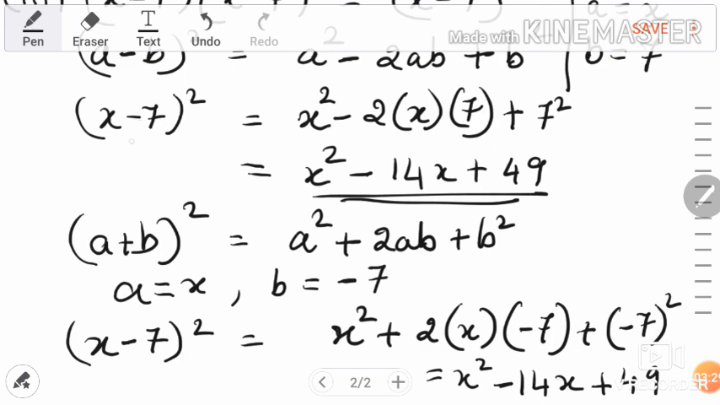The only difference is if I use (a - b)², I replace b as 7. But if I use the (a + b)² identity, then I replace b as -7.